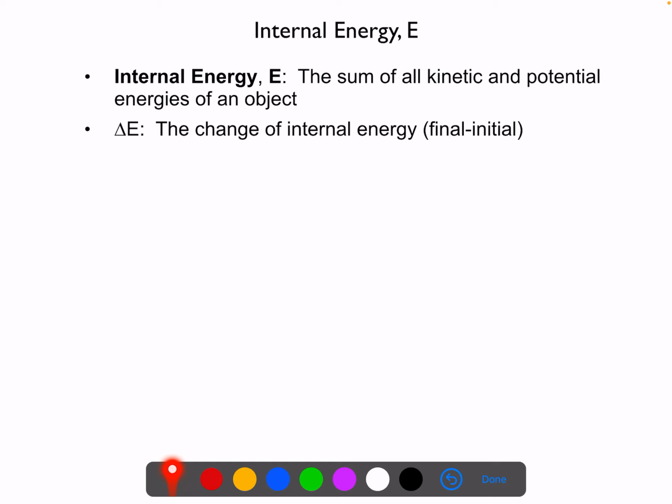So we often refer to internal energy, capital E, as the sum of all kinetic and potential energies of an object. Therefore, delta E, remember delta just means change, is the change of internal energy. And we always define delta as the final minus the initial state. So it's the final energy state minus the initial energy state.